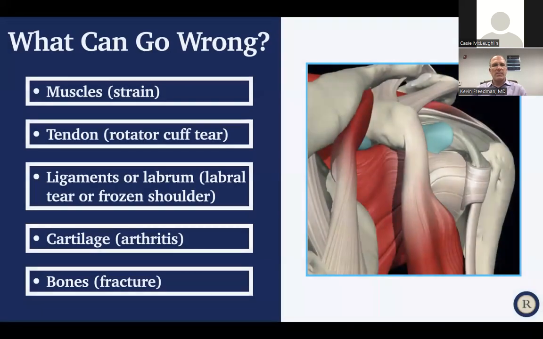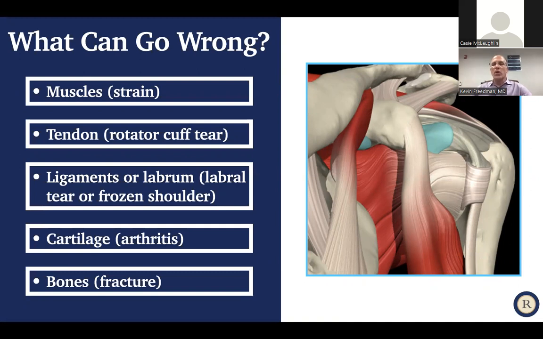So what can go wrong when we think about the shoulder? I mean, the muscles themselves can get injured, and that's something we call a strain. So you can sometimes strain those big muscles, the deltoid or the pec, or the muscles of the biceps or the rotator cuff itself. The tendon itself can get injured, and that can be either tendonitis with inflammation or a tear. The ligaments themselves or the labrum can get injured, and that can cause things like a labral tear, or if not, instead of getting injured, they get inflamed, they can constrict down, and that's what causes a frozen shoulder.